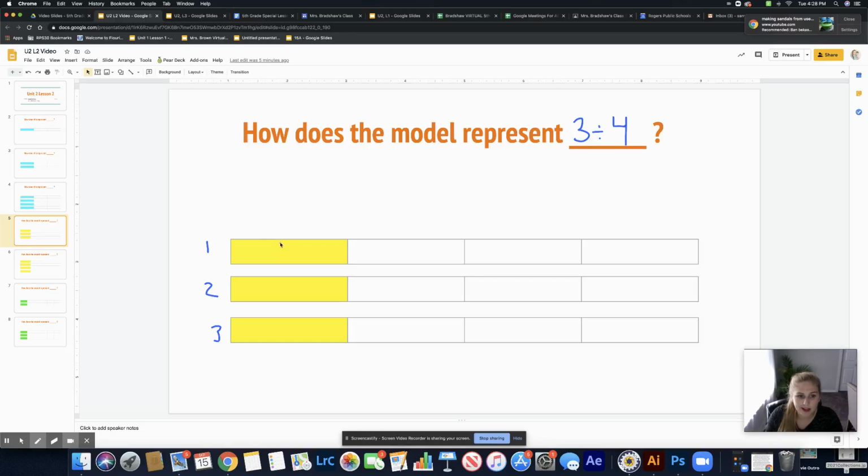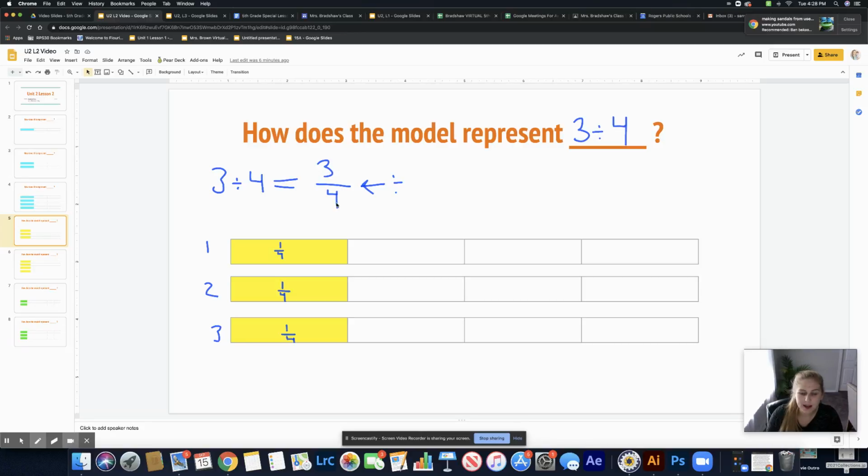I've got to figure out what my answer is. I have 1/4, 1/4, and 1/4. 1/4 plus 1/4 plus 1/4 is 3/4. So 3 divided by 4 equals 3/4. But remember, that fraction bar can also be read as divided by. So 3 divided by 4.